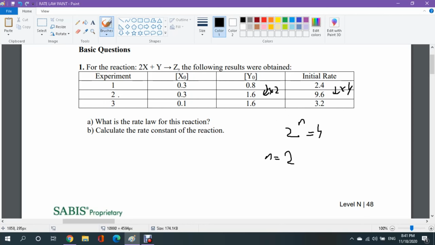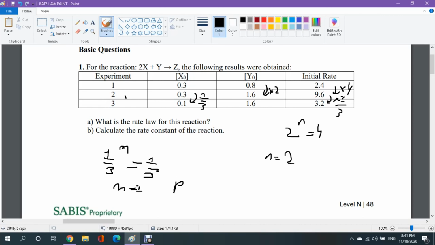And now we do the same thing as we go from experiment 2 to 3. So as we go from experiment 2 to 3, x is multiplied by 1 over 3, or divided by 3, same thing. Y doesn't change, so we don't look at that. And the rate is multiplied by 1 over 3 also. So 1 over 3 to the power of m is equal to 1 over 3. So m is equal to 1. So the coefficient of x is 1.